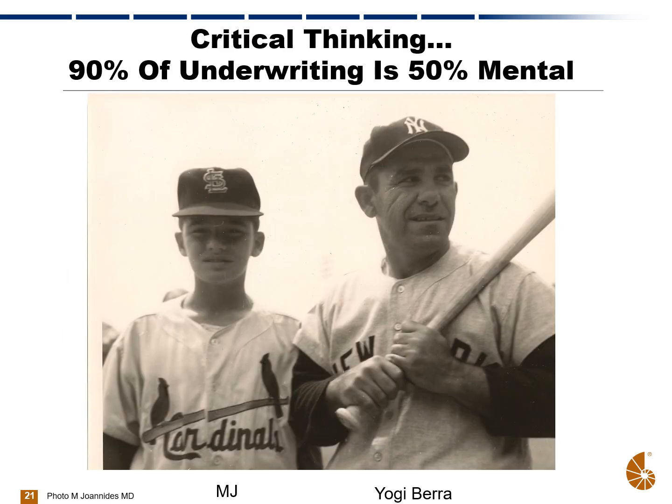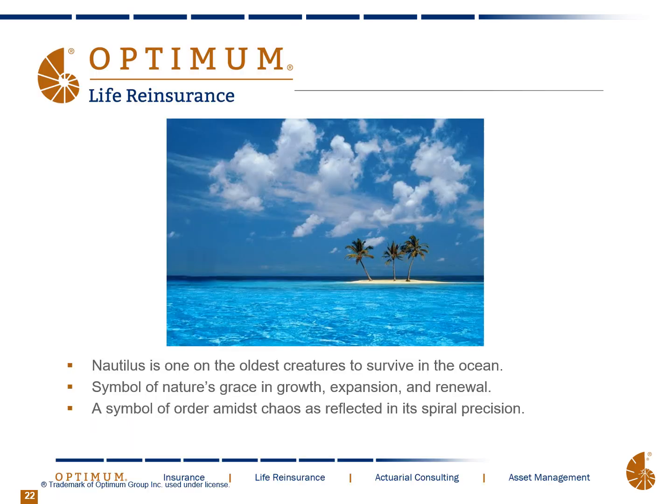So, in rheumatoid arthritis, critical thinking is always important. And as Yogi said, 90% of underwriting is 50% mental. So that completes video 1 on rheumatoid arthritis. Stay tuned for video 2.